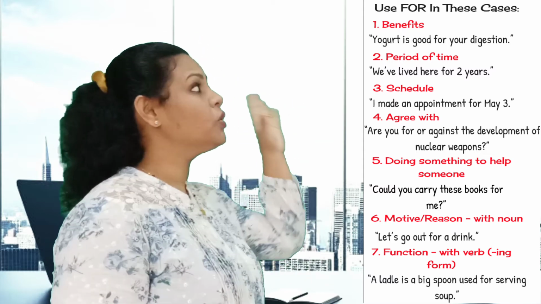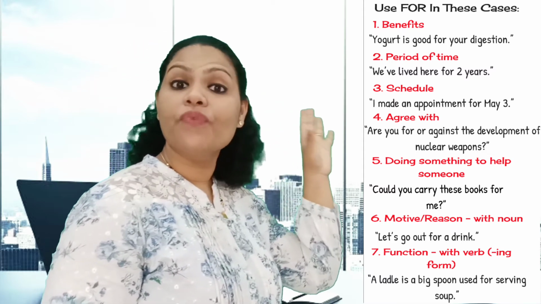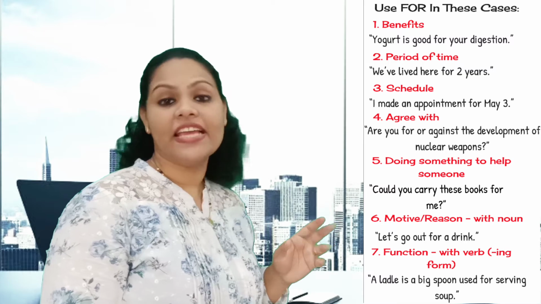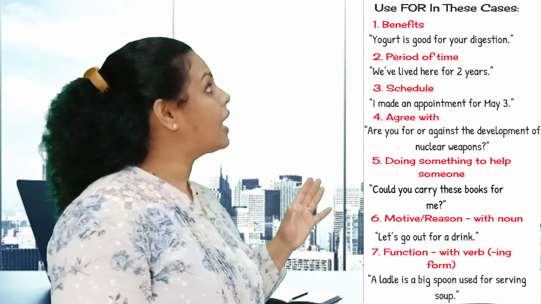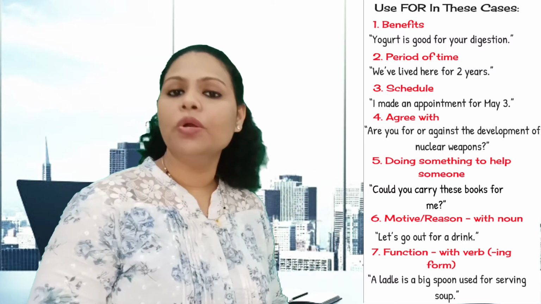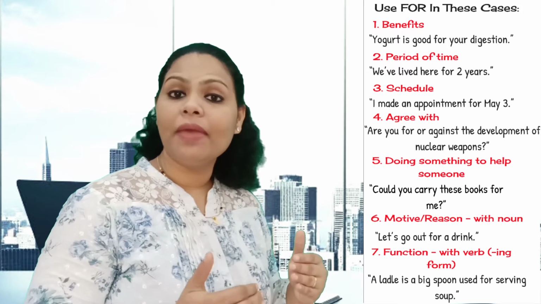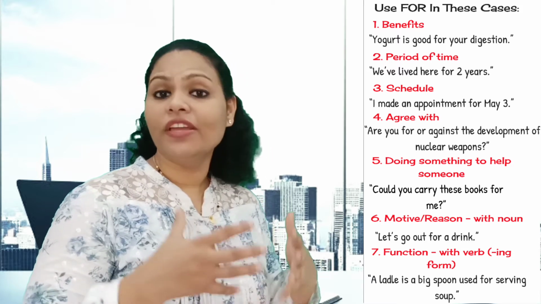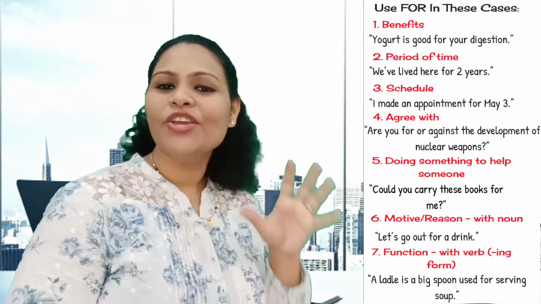So while explaining your schedule, you can use for. Let's see the next case when you can use the for. Agree with. While expressing your acceptance, agreement about particular things, when you agree for particular things, you can use for.